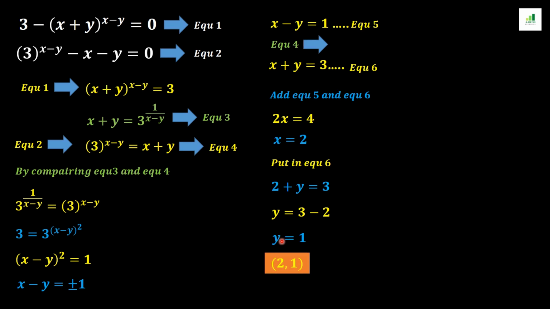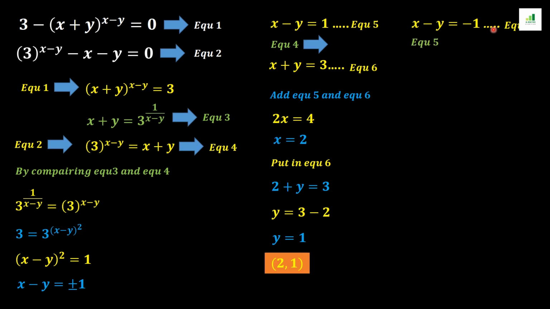Now in the next step, I should take x minus y equal to minus 1, because here we get two equation values. So first I solved the first one, and now I am going to solve the second one, which is x minus y equal to minus 1, and this is equation number 7.